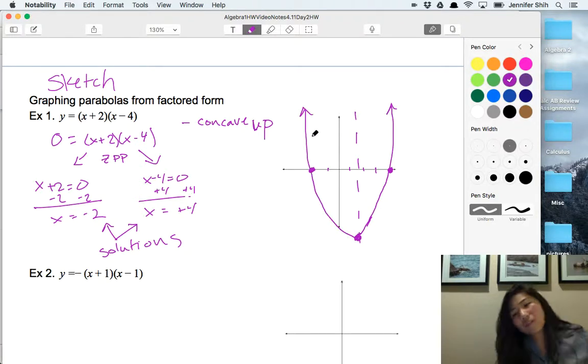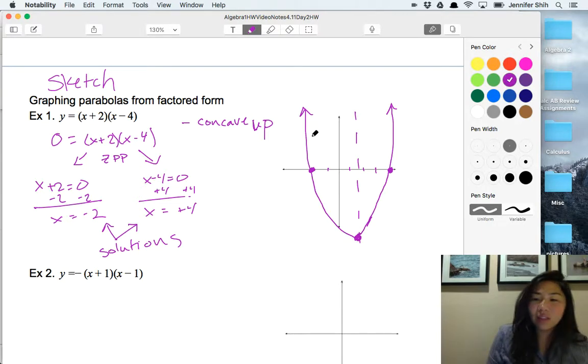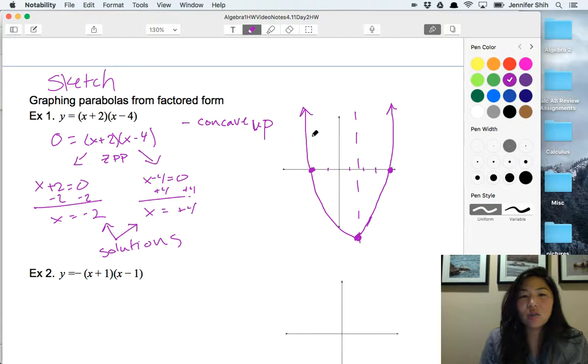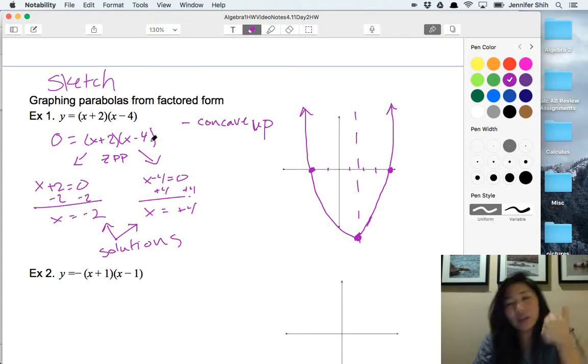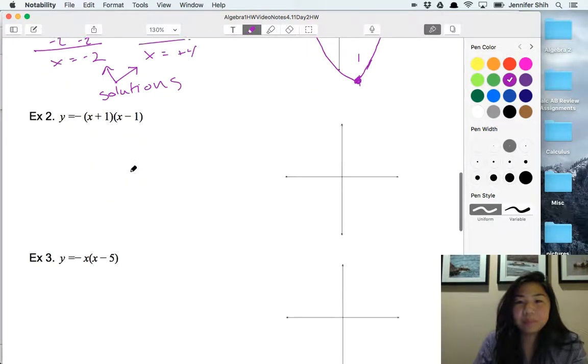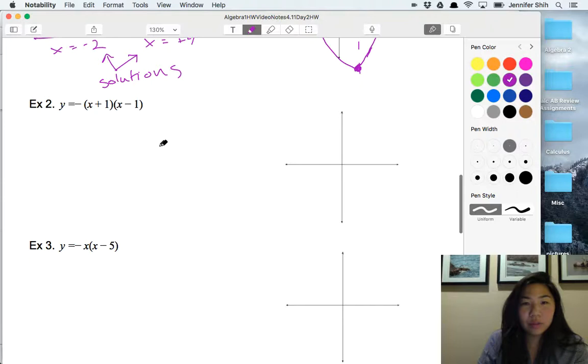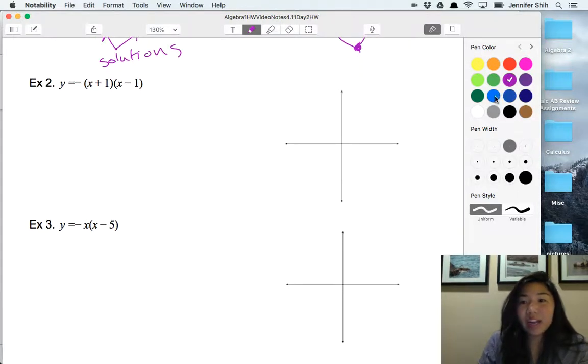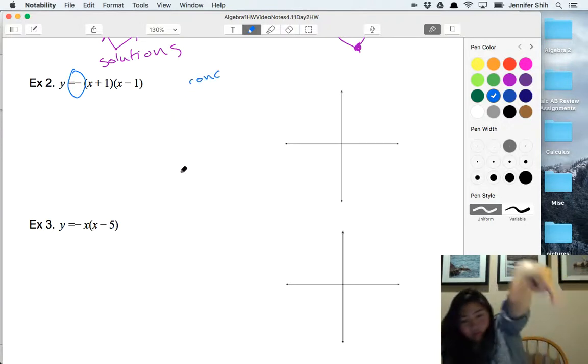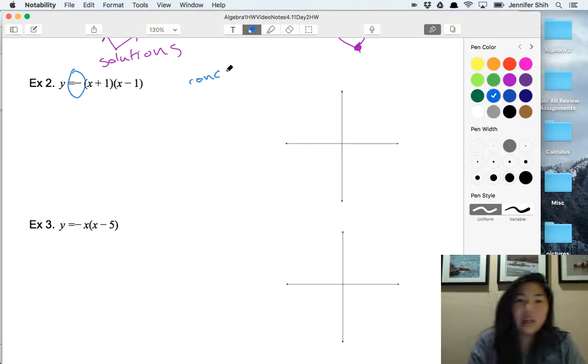There's more information on how you can exactly find the vertex, but we're not going to do that yet. So the only way you know how to sketch this parabola is you know it's concave up or down, and you know where the zeros are. Again, for example 2, already I know that it's going to be concave down. So my graph is going to go this way, concave down.